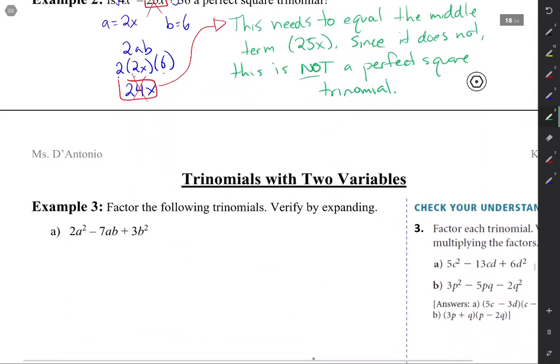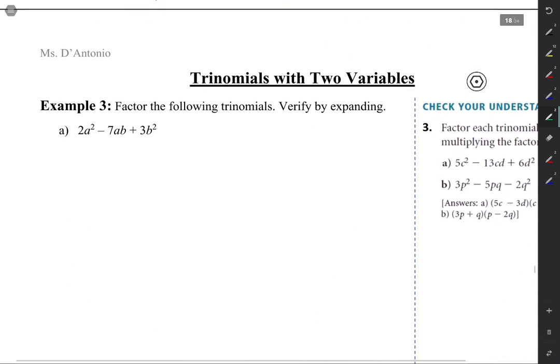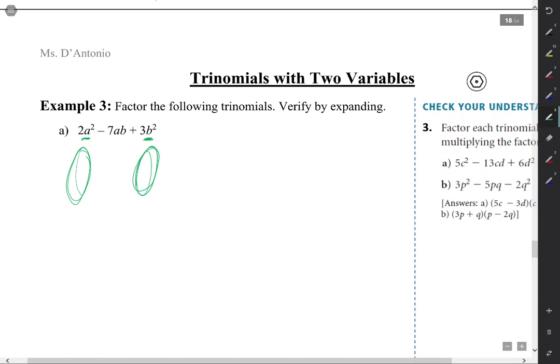The next type of special polynomials we're looking at are trinomials with two variables. So if you look at example 3 here, you'll notice that we have an a squared on this term, but now we also have a b squared on the last term. So although these ones look more confusing, they're actually exactly like the ones we did before, except when we do our crisscross method, we're going to have variables on this side of the crisscross and we're going to have variables on this side of the crisscross. Before, we would only have variables on this side here, and these values over here would just be numbers.